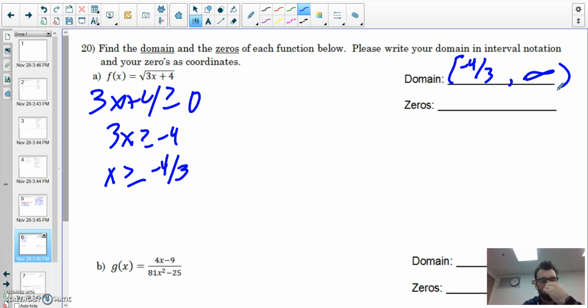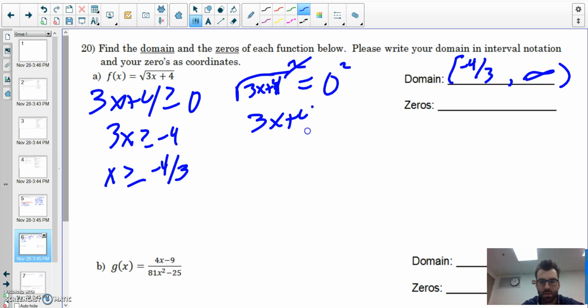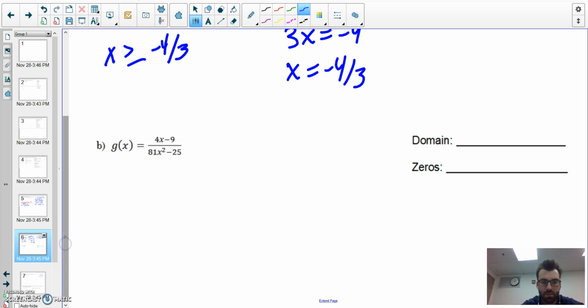Okay, my zeros. I'm going to set my function equal to 0 and solve. Well, to get rid of the square root, I square both sides. Holy buckets. All right. 3x plus 4 equals 0. Subtract the 4. 3x equals -4. Divide by 3. So I get -4 over 3, comma 0. Boom. Boom, pow. All right.